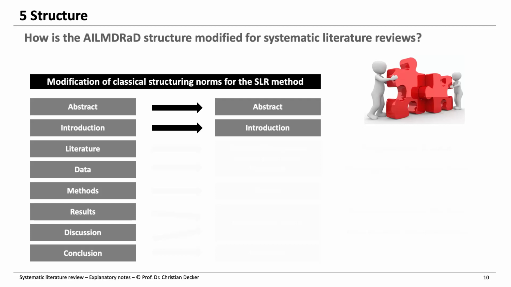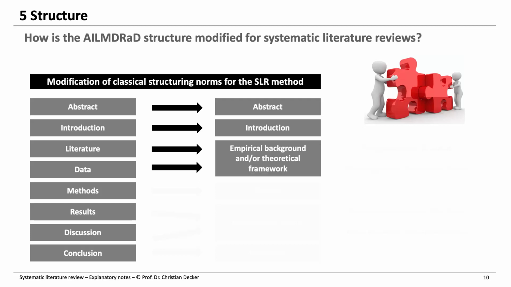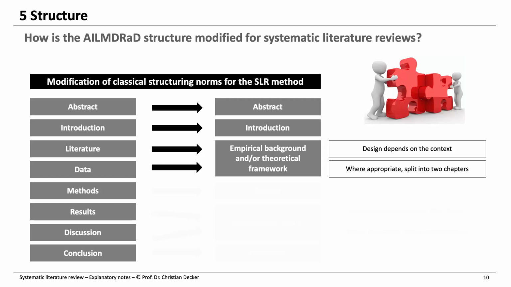The elements literature and data are transformed to one or two chapters that present the empirical background and/or describe the theoretical framework. The design depends on the context of the research project. Where appropriate, the elements can be presented in two chapters. The element methods remains unchanged. However, since the systematic literature review is a single method, the chapter title is singular.